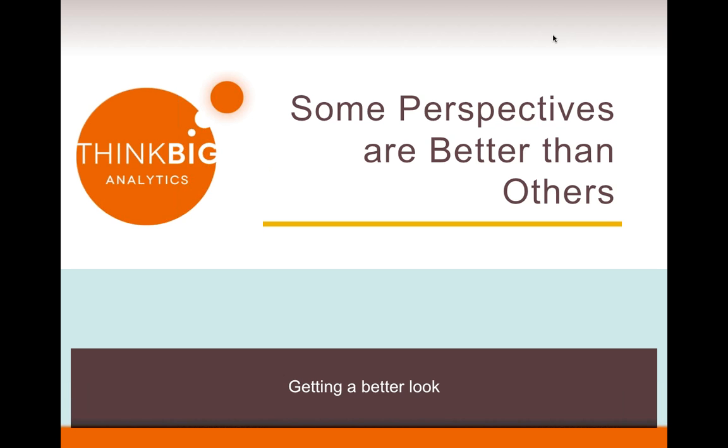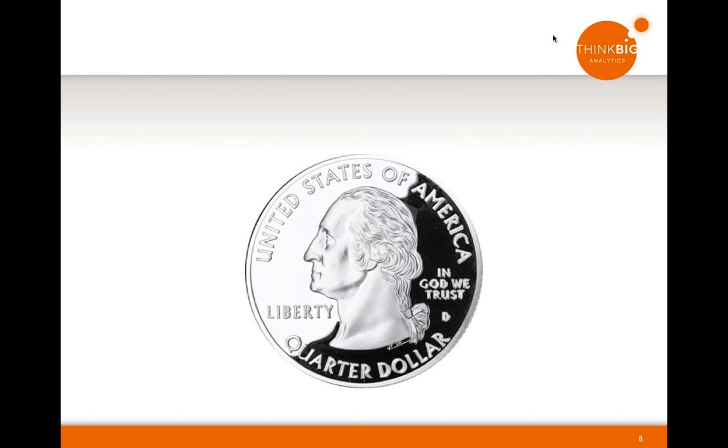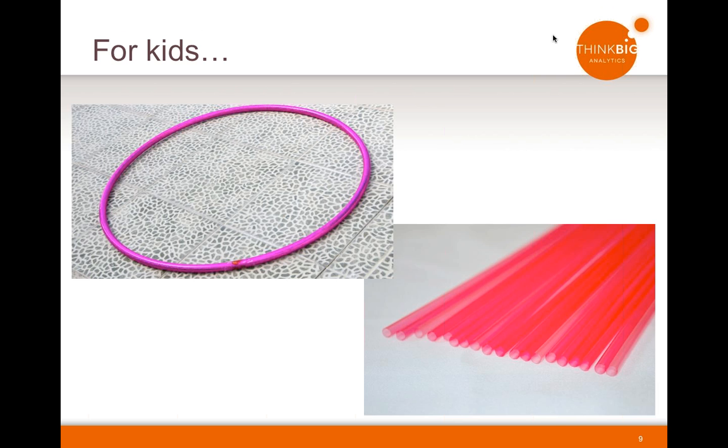So going back to those examples I showed, you can all probably recognize this now. That's Justin Timberlake. And this is an American quarter, 25 cents. And finally, for those of you who've seen The Hudsucker Proxy, the circle was either a hula hoop or a straw.